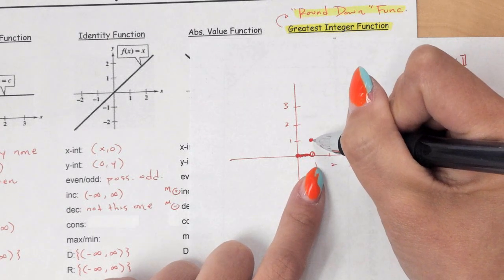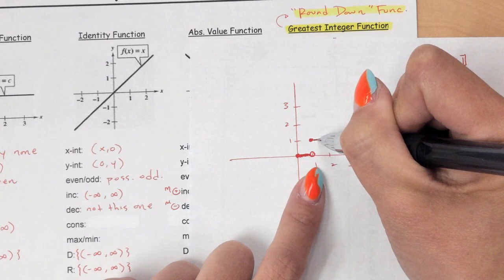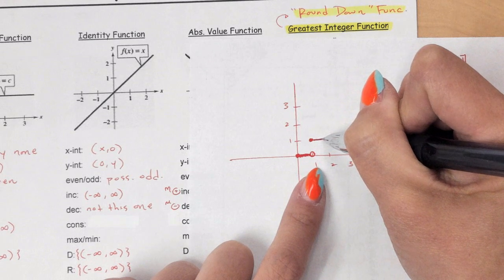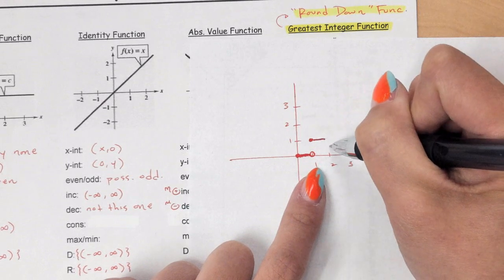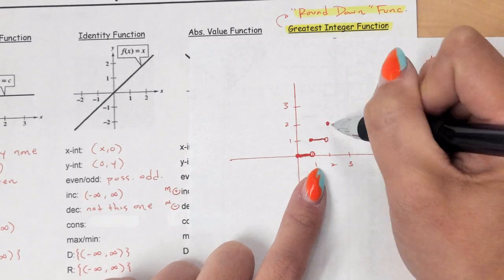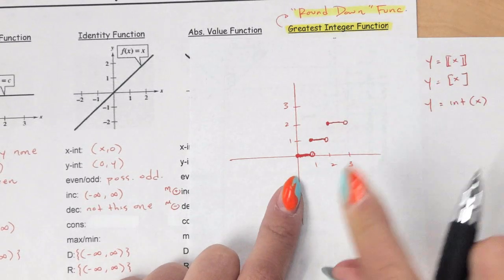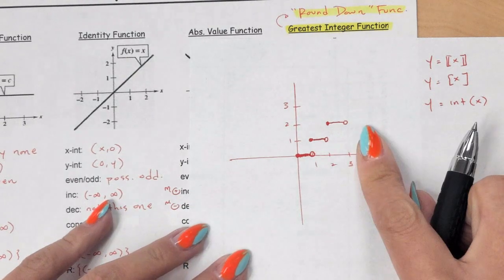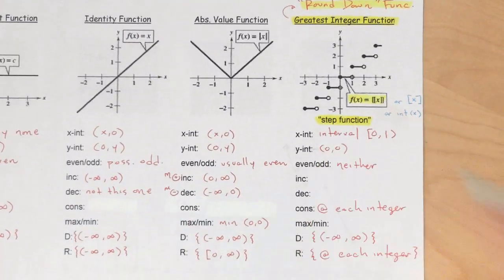You plug in 1.1, you get 1. You plug in 1.2, you get 1. You plug in 1.5, you get 1. You plug in 1.9, you get 1. And then at 2, all of a sudden it jumps to 2. So then you get that. And then it just continues, and that's why it looks like steps. That's why it's called a step function.